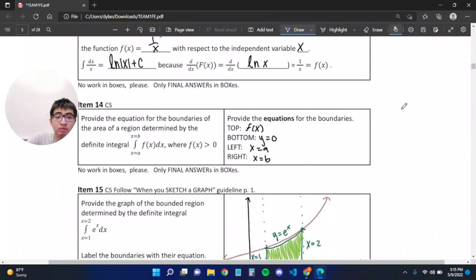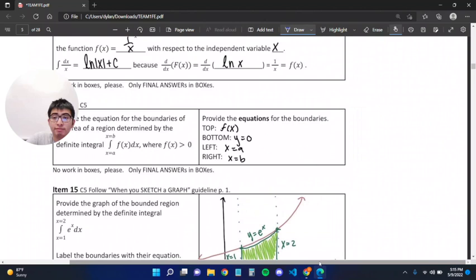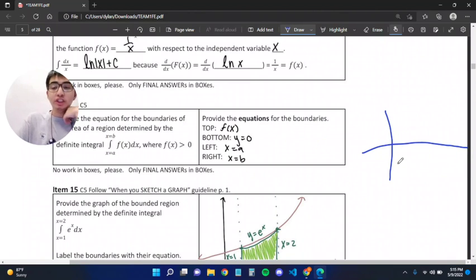As for how it will look, right, so how do you know that the right bound is x equals b? And how do you know the left bound is x equals a based on this definite interval right here? Good question. That's a good question.